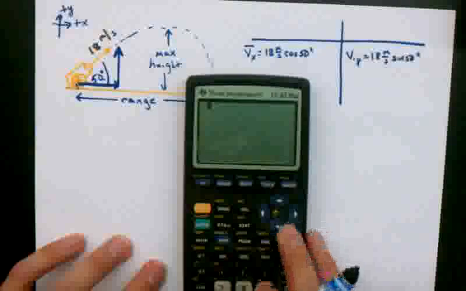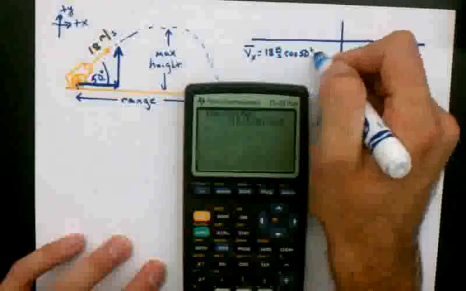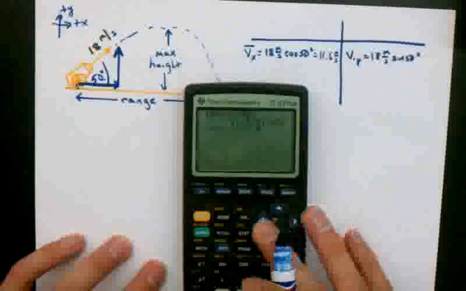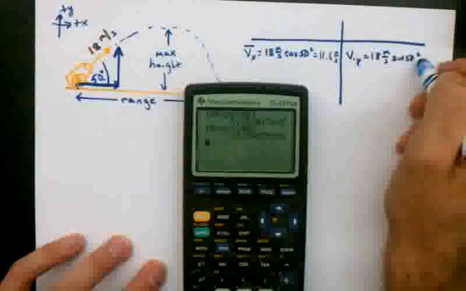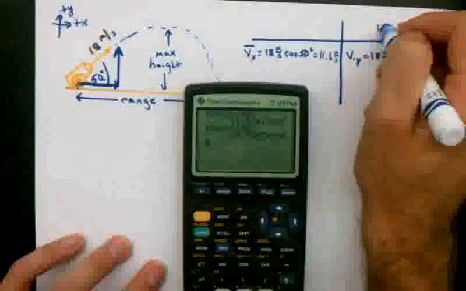Alright, so I'll plug that into my calculator. If you're not getting the right answers, check to see that you're in degrees and not in radians. So I get 11.6 meters per second in the x, and 13.8 meters per second in the y.